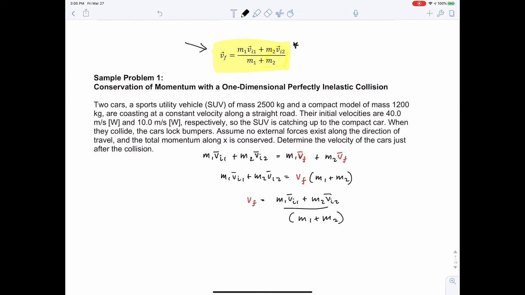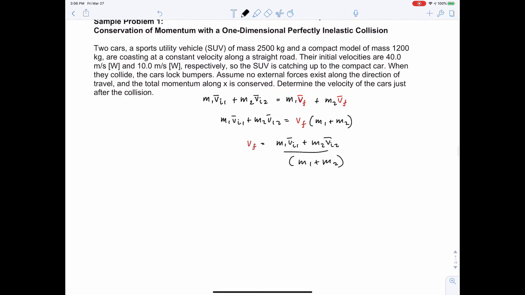And now we can sub and solve, because we've just been able to simplify the equation like we've shown above. We can use our values. M1 is 2,500 kilograms. The initial velocity is 40 meters per second west. Plus M2 is 1,200 kilograms with an initial speed of 10 meters per second west.